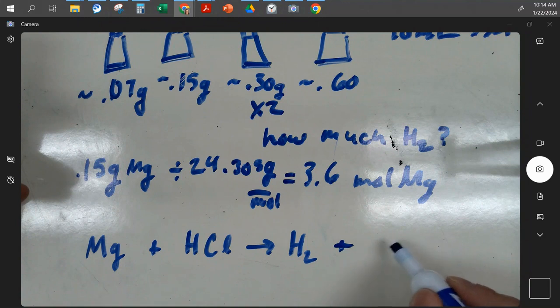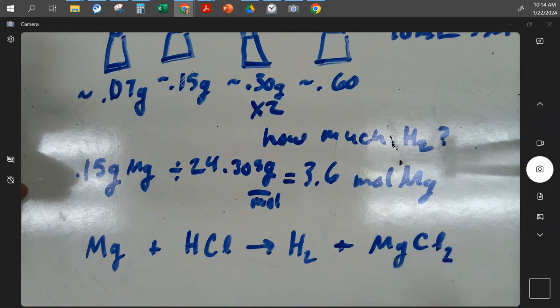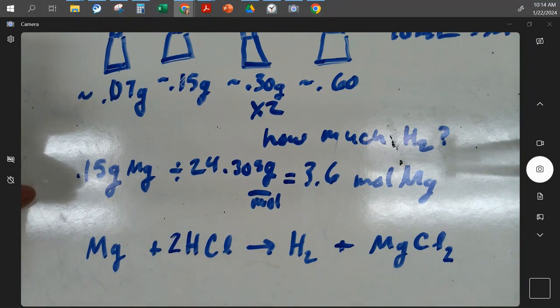What else do we produce? We produce magnesium chloride. Magnesium always forms a 2+ charge, so I'm going to need 2 chlorines. Then we have to balance this. It looks like I need to put a 2 in front of the hydrochloric acid. So then we have 1 magnesium, 1 magnesium, 2 chlorines, 2 chlorines, 2 hydrogens, 2 hydrogens. So now it's balanced.